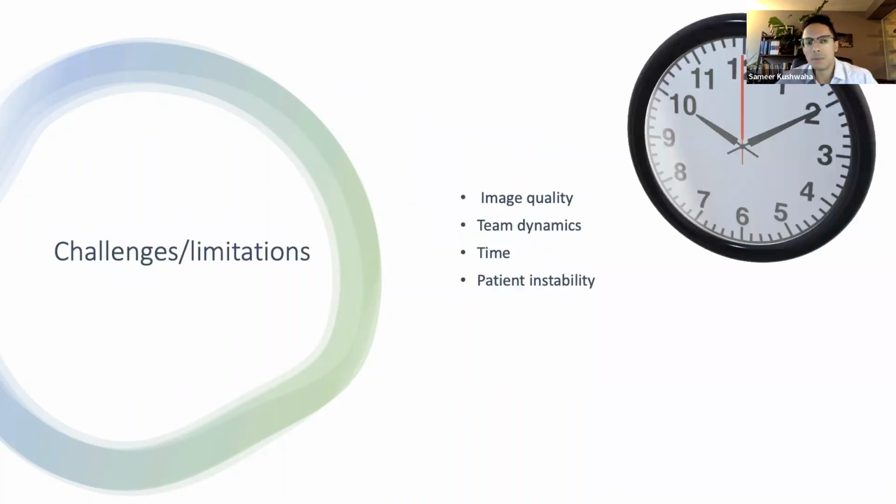So there's clearly some limitations and challenges to performing an echo, especially a transthoracic echo in a patient with trauma. Image quality can be quite challenging because of the presence of subcutaneous emphysema, bandages, pneumothoraces, or other instruments in the field that you're trying to access.